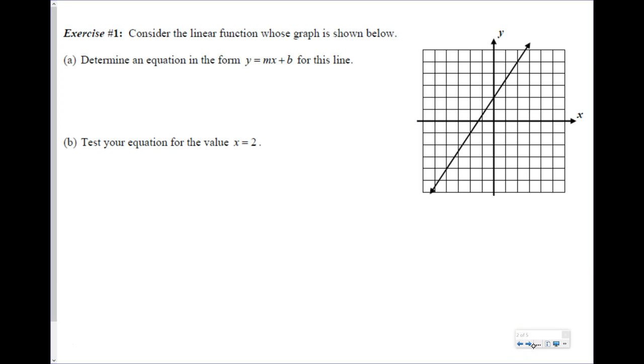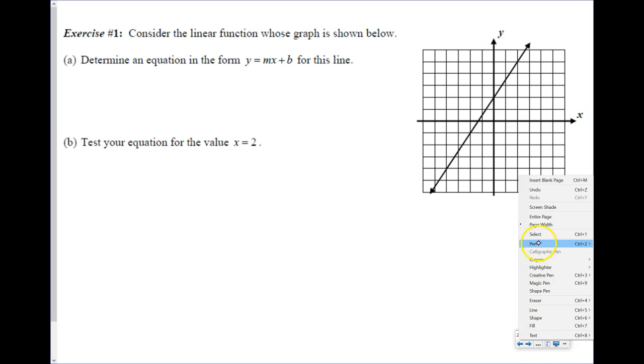Exercise 1 says, consider the linear function whose graph is shown. So all we have right here is the graph. We don't have the slope, y-intercept, nothing. We just have the graph. So letter A says, determine an equation in the form of y equals mx plus b for this line. So when you get a graph and you have to find the equation, you're going to look for two things. You're going to look for the y-intercept, and you're going to look for the slope.